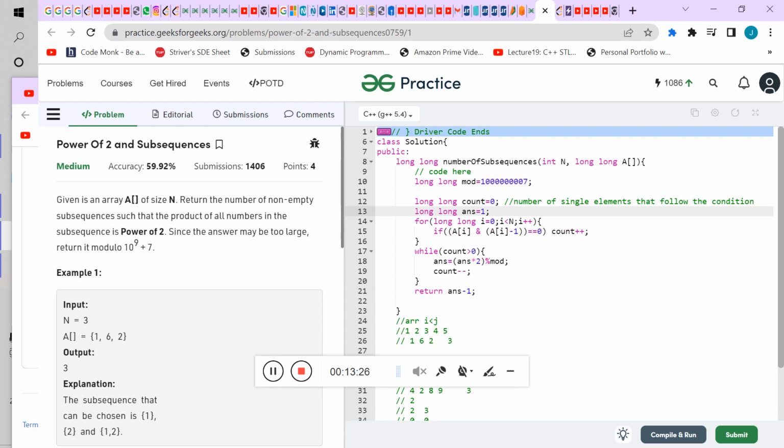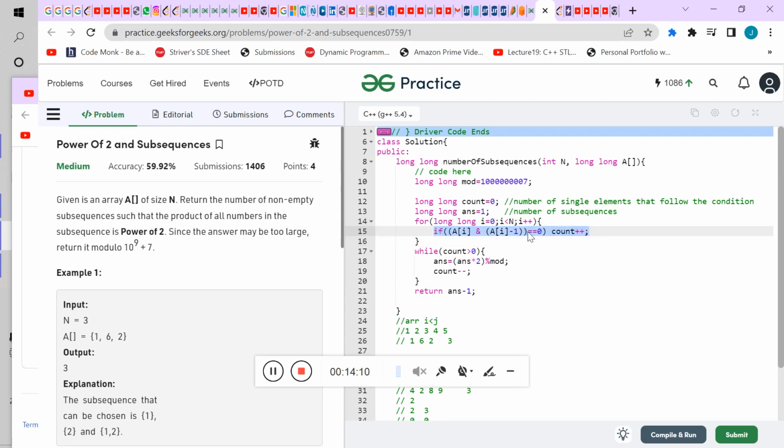Now I will move on to this line. This is a long answer, so I'm taking it as my answer that I want to return as the number. This is basically accounting for the number of subsequences, right? Now what I will do is the operation that I have told you. I will traverse over the array, and for each element I will find out whether it satisfies the condition of being a power of 2 or not. I am using a bitwise operation to do this. I will explain this to you in a while.